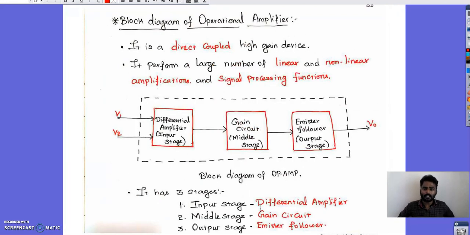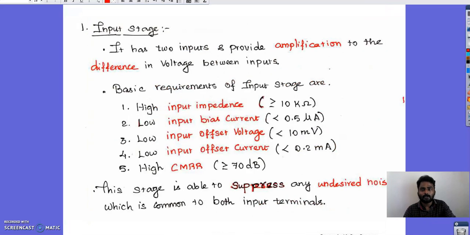And coming to the block diagram of our operational amplifier, it is divided into 3 blocks: input stage, middle stage, and output stage. Each stage is going to perform different functions. Your input stage is going to perform the differential amplifier function, that is V1 minus V2 or V2 minus V1. The middle stage is going to perform the gain circuit. It is going to add the gain to that particular circuit. And the output stage is the emitter follower. It is going to do the load compensation.